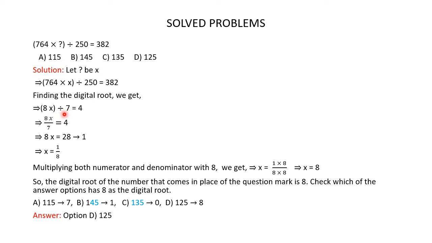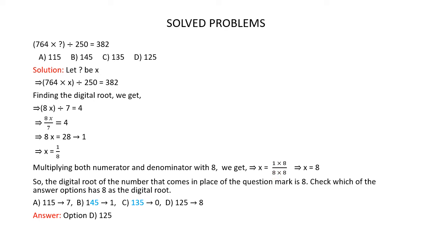So now you have 8x divided by 7 is equal to 4, or 8x by 7 is equal to 4. So 8x is equal to 7 multiplied by 4, which is 28, and 2 plus 8 is 1. 8x is 1, so x is 1 by 8. Now you have 8 in the denominator of this fraction. So to make the denominator of this fraction 1, you have to multiply both the numerator and denominator with 8. So now you have x is equal to 1 multiplied by 8 divided by 8 multiplied by 8.